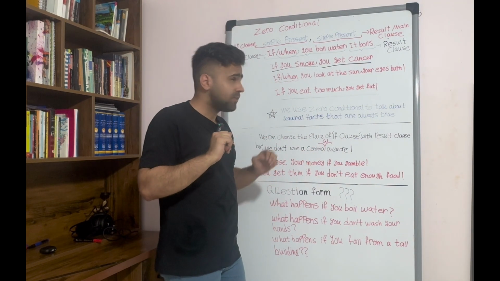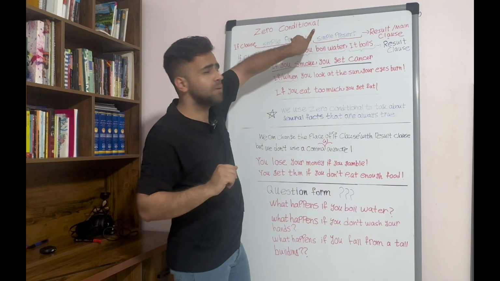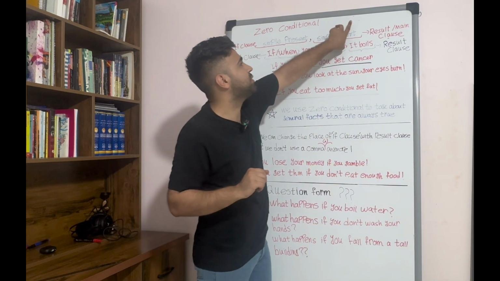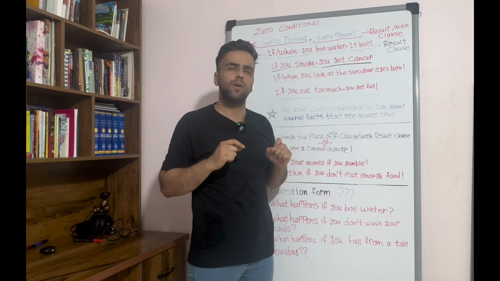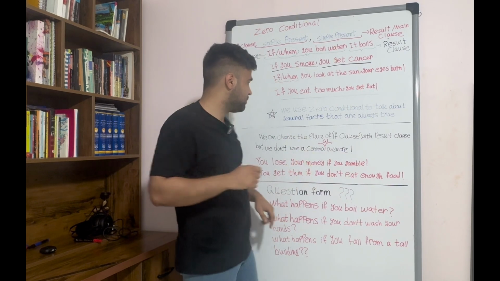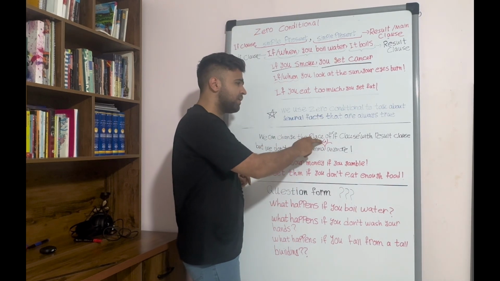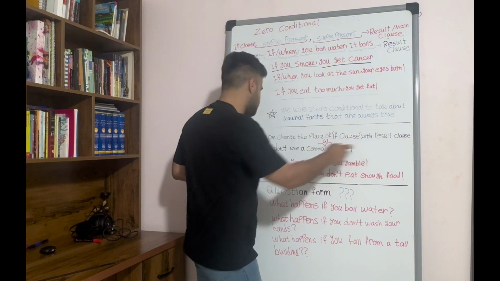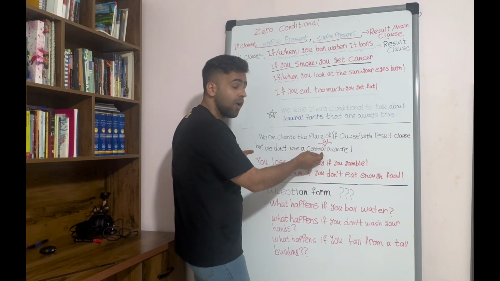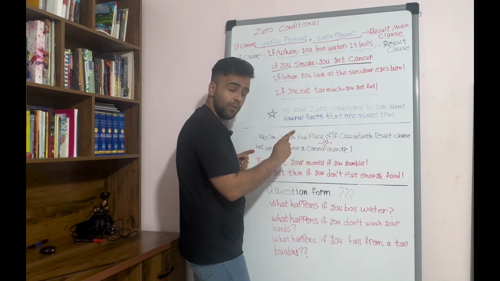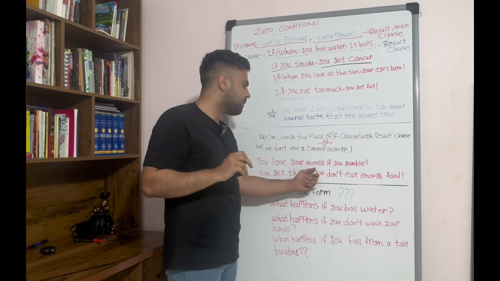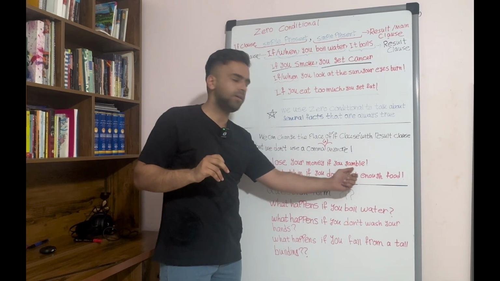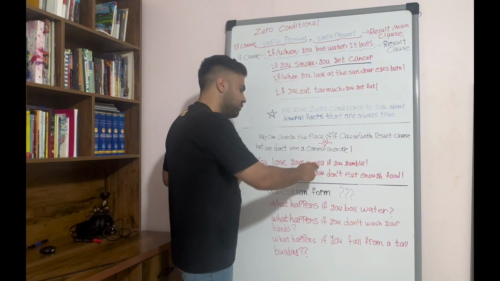There is a point: do you think we can change the place? Like at first we use the result or main clause, then we use the if clause. Yes, we can. Look here. We can change the place of the if clause with the result clause, but we don't use a comma. This is the point. We mustn't use a comma in that situation. Look here. You lose your money if you gamble. So, you lose your money.